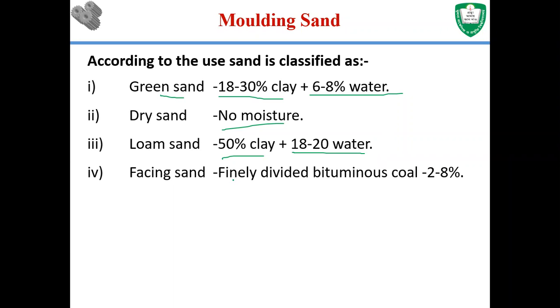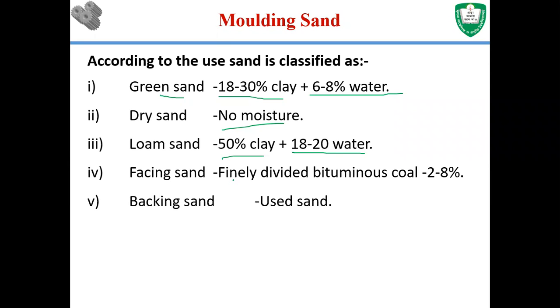That means you use the pattern to make the inside surface of the cavity plain, and then you will get a better surface finish. The dry facing sand is very small particle sand with 2 to 8% bituminous coal given with that. Backing sand is actually the used sand. You cannot use the sand again and again. At some point the sands lose their various properties, and those used sands are stored in a different place, and then you use the used sand for different purposes. Those are called backing sand.